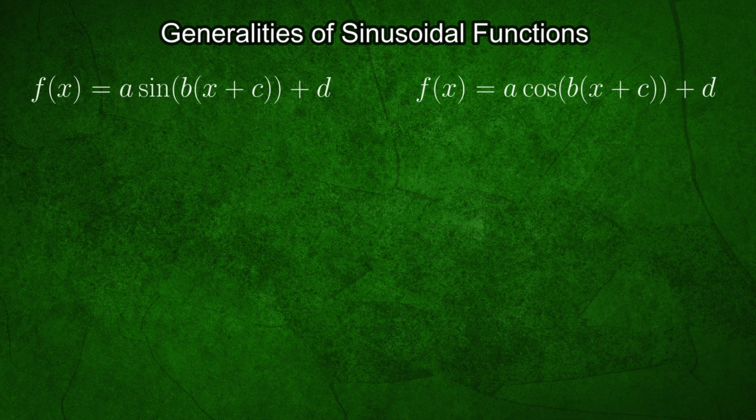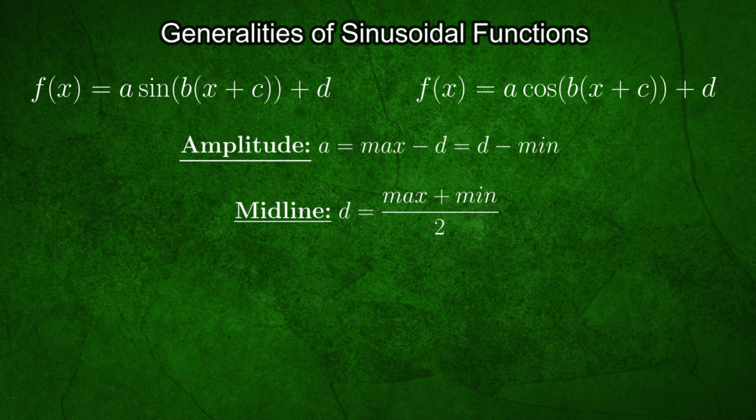Now, the parameters of every sinusoidal function represent the specific qualities of every periodic function. For instance, the parameter d represents the midline of the periodic function, and this is gotten by taking the average between the minima and the maxima. The parameter a of the sinusoidal function represents the amplitude of such a function, and this is gotten by taking the distance from the midline to either the maxima or the minima.